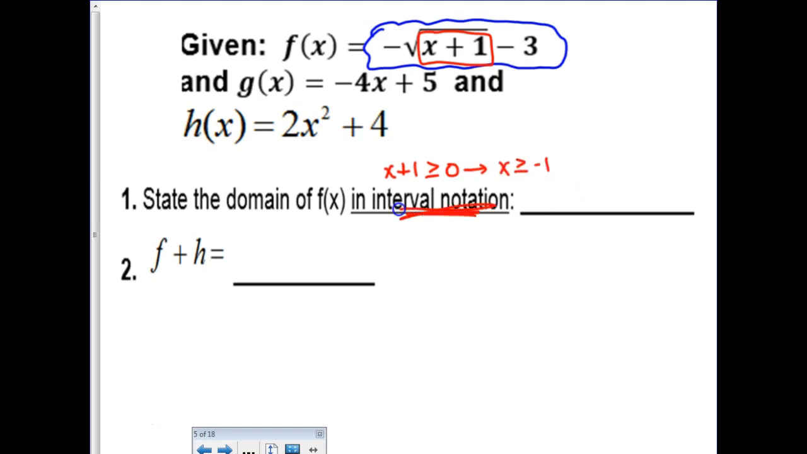But look, interval notation. So make sure you're giving me proper interval notation. All my numbers that are greater than or equal to -1 would start at -1 with a bracket and go to infinity. You guys are welcome to graph it on your graphing calculator. You could graph the entire function and you'll see it'll be a square root graph that has been reflected and then shifted left 1 and down 3. And you're going to see that same domain.